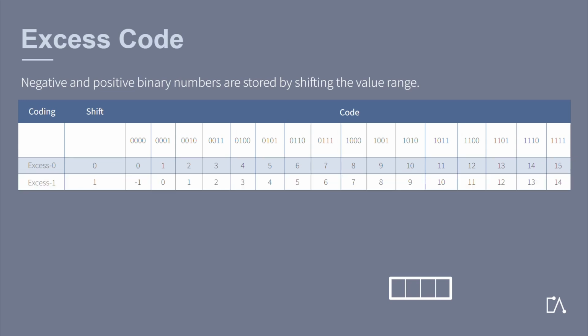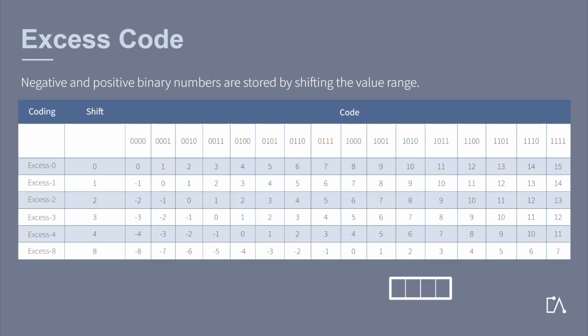Of course, it makes more sense if the value range is actually shifted. With the coding excess 1, for example, the value range is shifted by 1 digit. With this coding, however, only a negative number can be represented. In order to be able to represent more negative numbers, a larger shift must be selected.